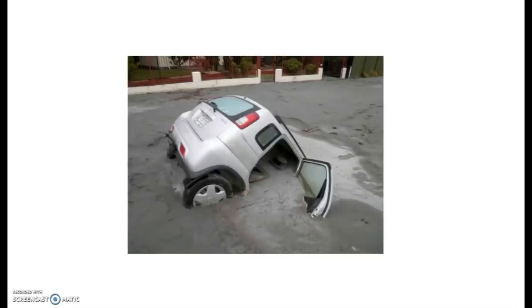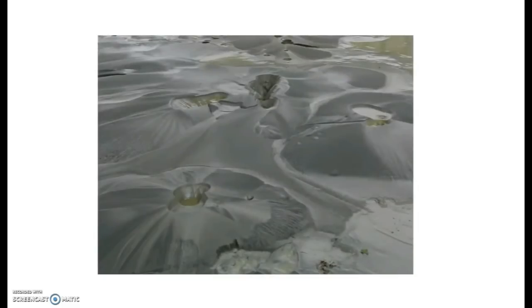But this is modern day liquefaction. As you can see, it's quite a devastating effect. And this is basically what happens. The vibrations cause this mud, wherever it comes from, I don't know, maybe there are big lakes of it underneath us or whatever.